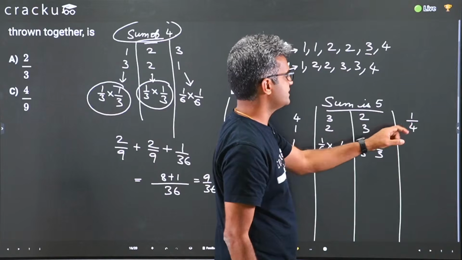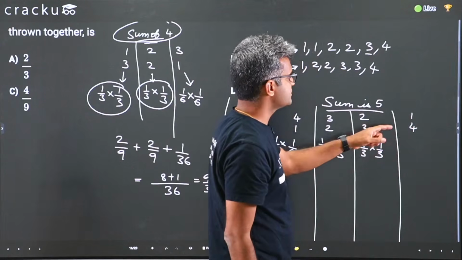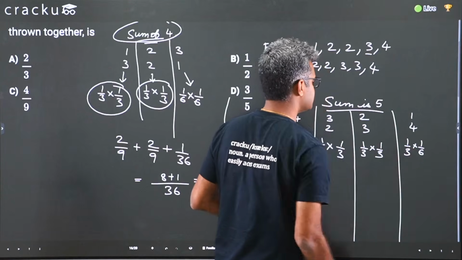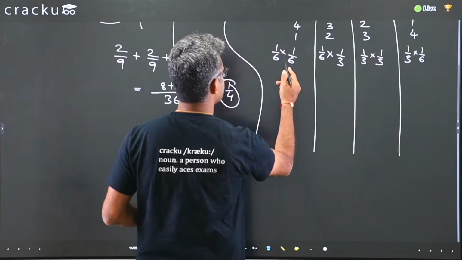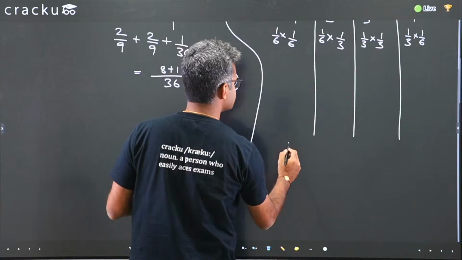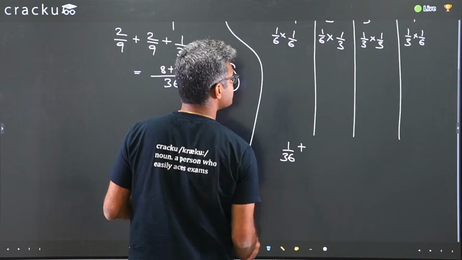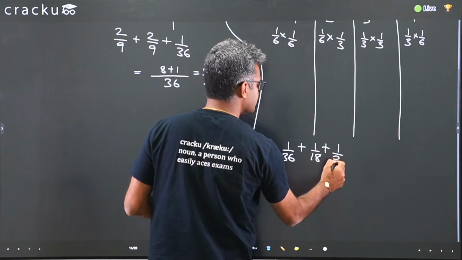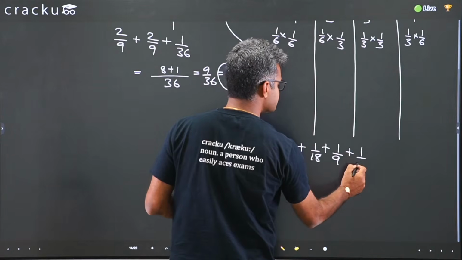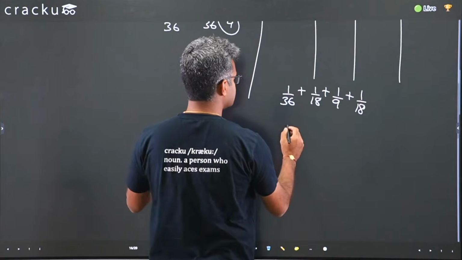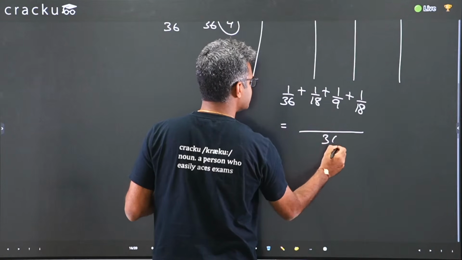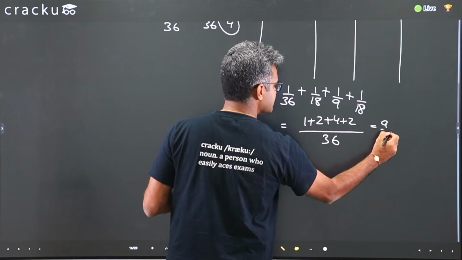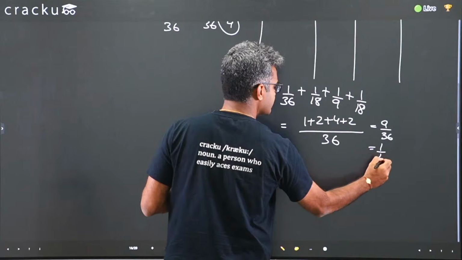Now for it to be 1 and 4, what is the probability that the first number is 1? It is 1 by 3 and second number is 4 is 1 by 6. So this total sum will be 1 by 6 into 1 by 6, which is 1 by 36, plus 1 by 6 into 1 by 3, which is 1 by 18, plus 1 by 3 into 1 by 3, which is 1 by 9, plus 1 by 3 into 1 by 6, which is 1 by 18. You take the common denominator of 36, 1 plus 2 plus 4 plus 2, which is 9 by 36. This is equal to 1 by 4.